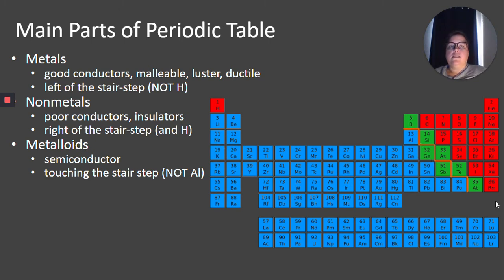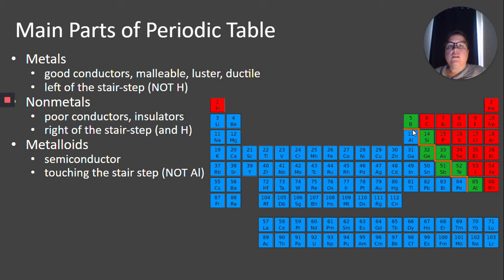Metalloids are along the stairs, so it kind of makes its own staircase. Aluminum, though, is not a metalloid. Anything else that touches the stairs is a metalloid. Aluminum is not. Polonium, number 84, could be argued. So sometimes you'll see that that is half-colored metalloid and half-colored metal. But for our purposes, anything that touches the stairs is a metalloid except aluminum.